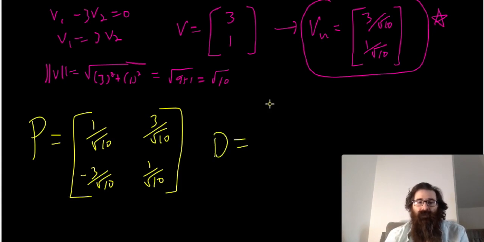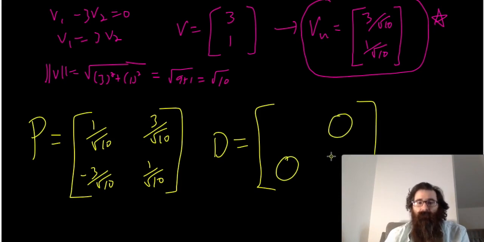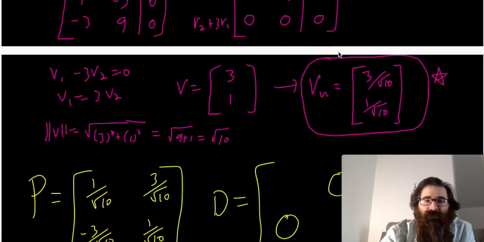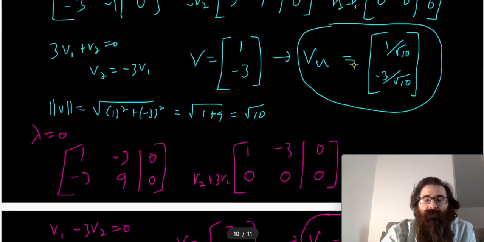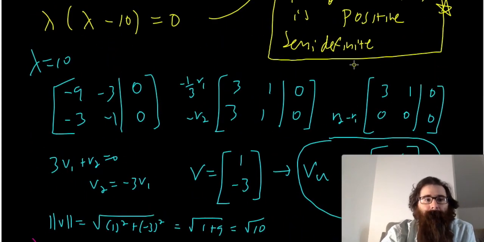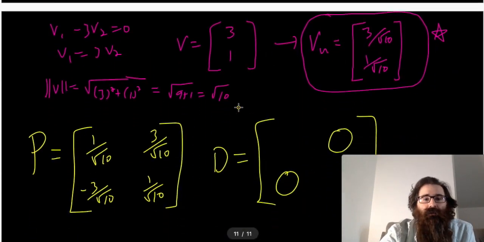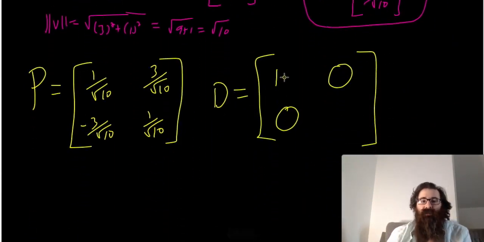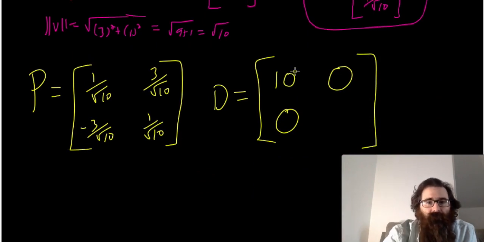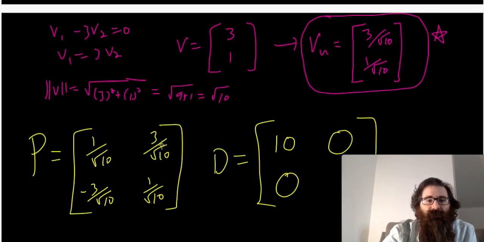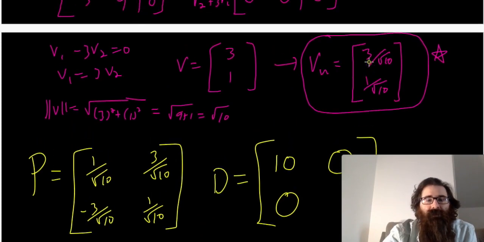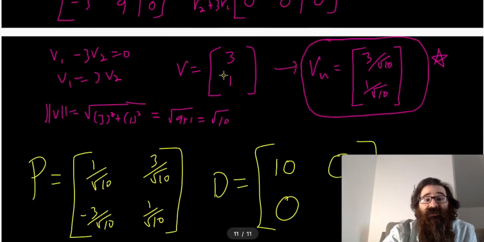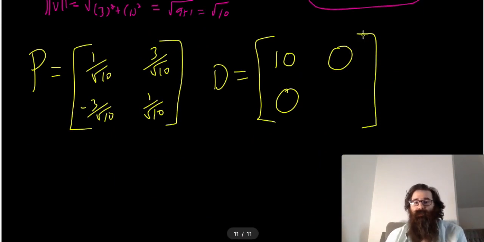And then I want to build diagonal matrix D. Setting up for the diagonal matrix, but now I have to use my eigenvalues respectively. My first unit eigenvector building my first column of orthogonal matrix P came from the eigenvalue 10. So then in column 1 of diagonal matrix D, the diagonal entry of that should be 10. The second column vector of orthogonal matrix P, my pink unit eigenvector, came from eigenvalue 0. So in the second column of diagonal matrix D, the diagonal entry should be that eigenvalue, which was 0. So there's my diagonal matrix D.